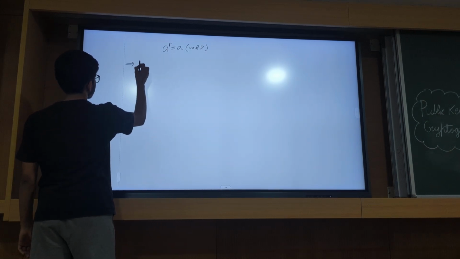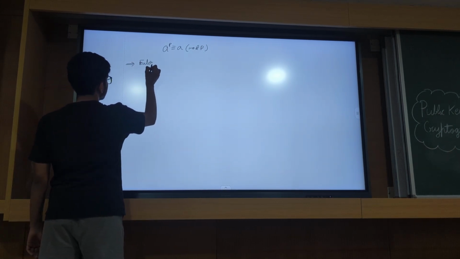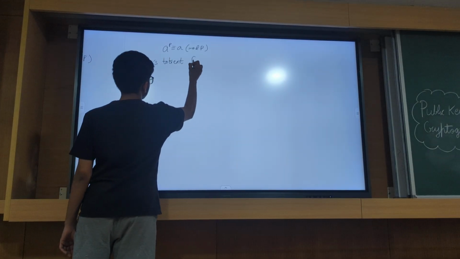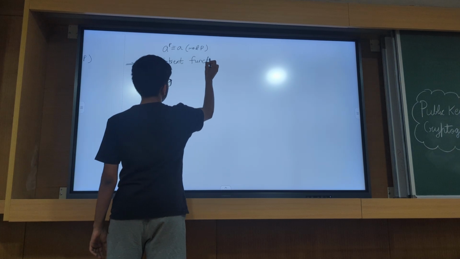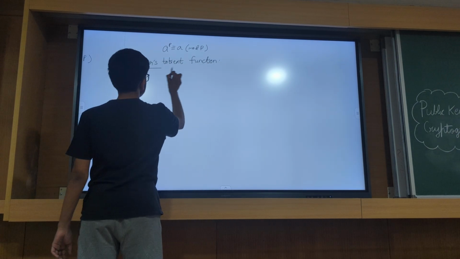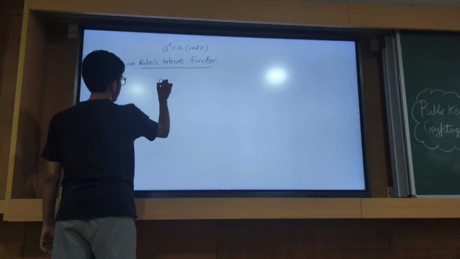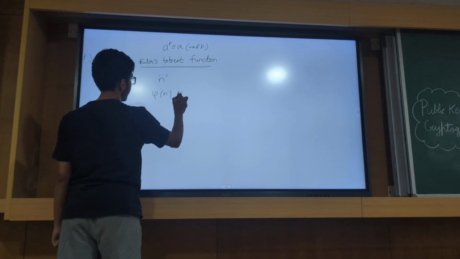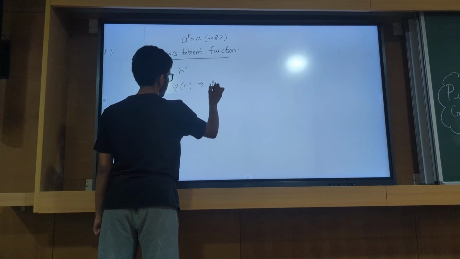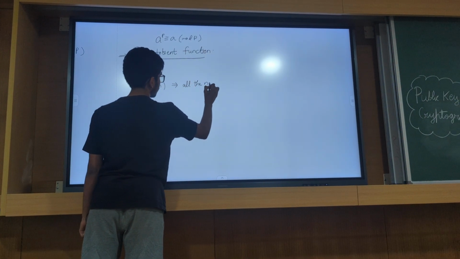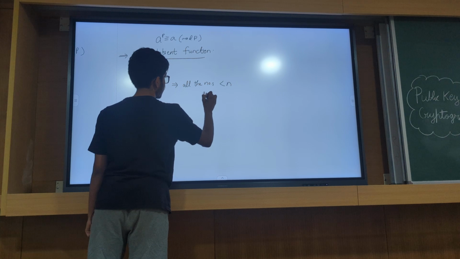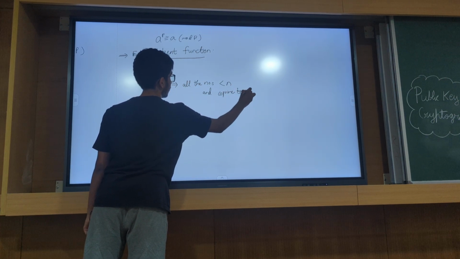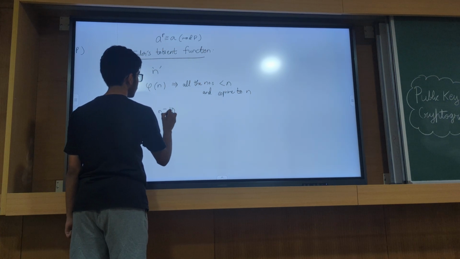Next we'll discuss Euler's totient function. If you have a natural number n, phi of n is Euler's totient function. It is defined as the count of all the natural numbers less than n and co-prime to n. This is Euler's totient function. For example, for n equal to 10, phi of n is 4.